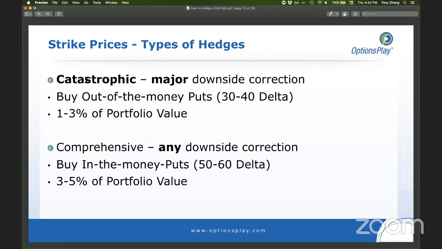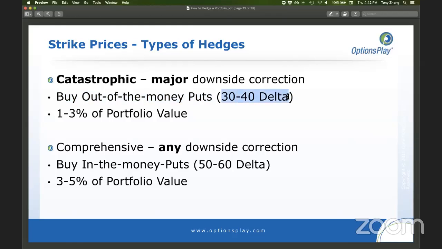So when you're looking for catastrophic insurance on your portfolio, that's when you're really trying to insure yourself against a major downside correction. Think about 2008, think about the dot-com sell-off. These are the types of major corrections that you're trying to protect yourself against with catastrophic insurance. This is when you're buying out of the money puts. So puts that are lower than the current price, about a 30 to 40 delta is usually a good starting point.